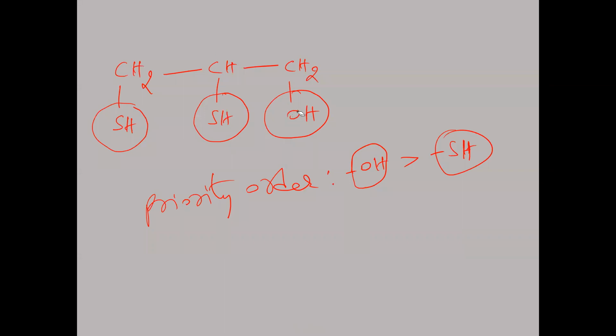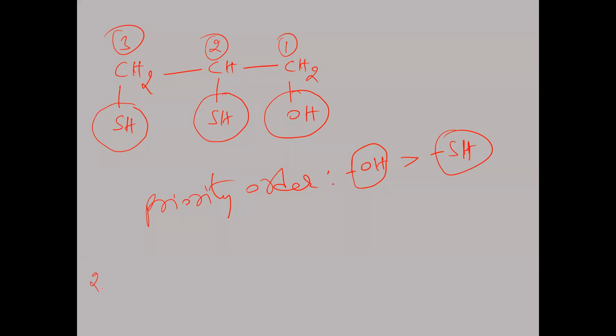See the numbering now. The OH group, the principal functional group, is attached to this carbon. So this carbon should be allotted first position, then second carbon and third carbon. The carbon to which the principal functional group is attached is given first position. 1, 2, 3, three carbons. So propan-1-ol. The first carbon is having ol. Now where are the sulfanyl groups? On the second carbon and the third carbon.